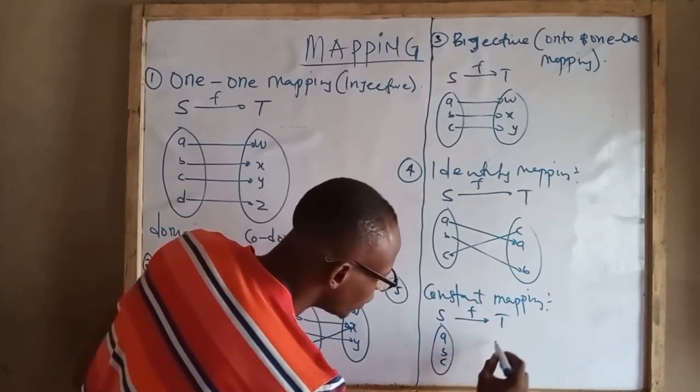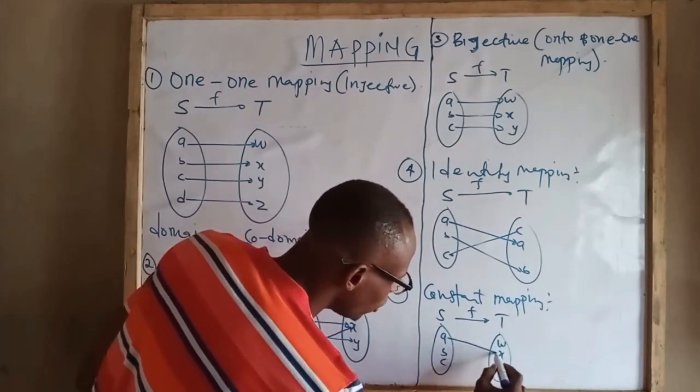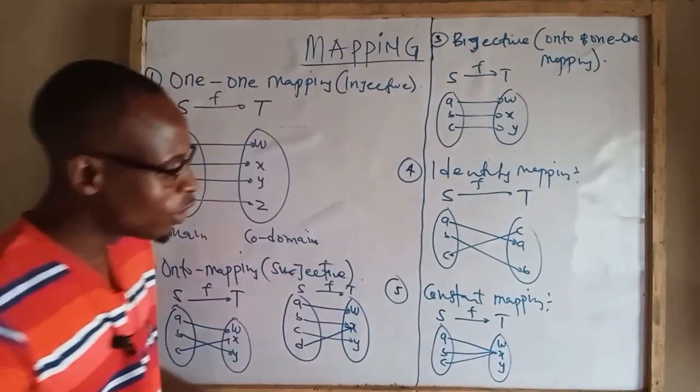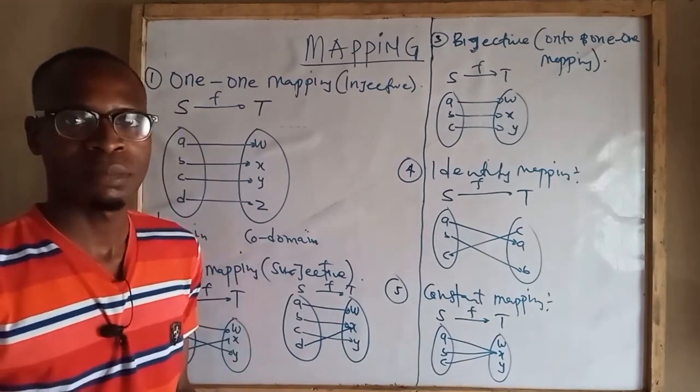A, B, C and W, X, Y. So this is mapped into X, this is mapped into X, and this is also mapped into X. So you can see all the elements in the domain are mapped into a single element in the codomain. So they are said to be constant mapping.